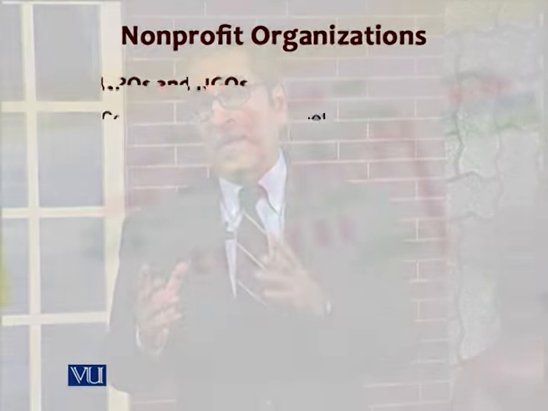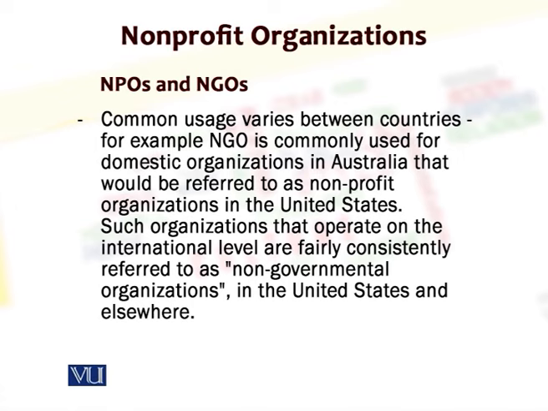Because of the striking similarities between the two organizations, i.e. NPOs and NGOs, the features of NGOs are shared by NPOs and vice versa. So in other words, what I have talked about NGOs can be easily put within the framework of NPOs, and again, vice versa. Common usage for the two organizations varies between countries. For example, in America, a nonprofit organization is known as an NPO. In Australia, a similar kind of organization would be known as an NGO. They do not use the terminology of nonprofit organization.